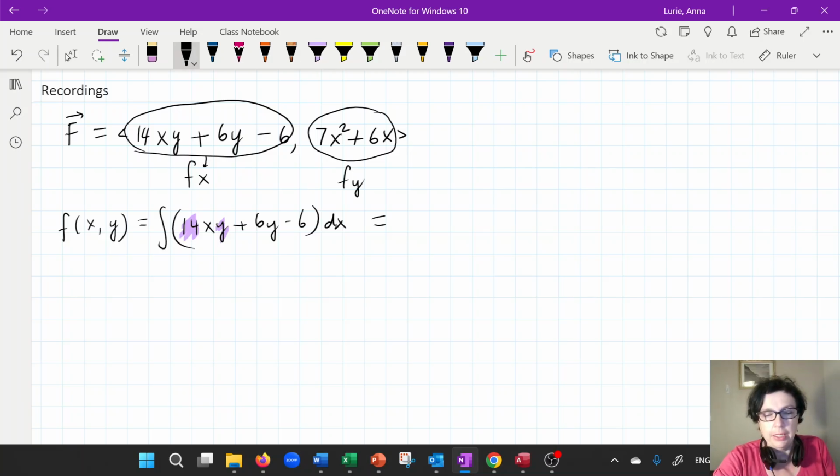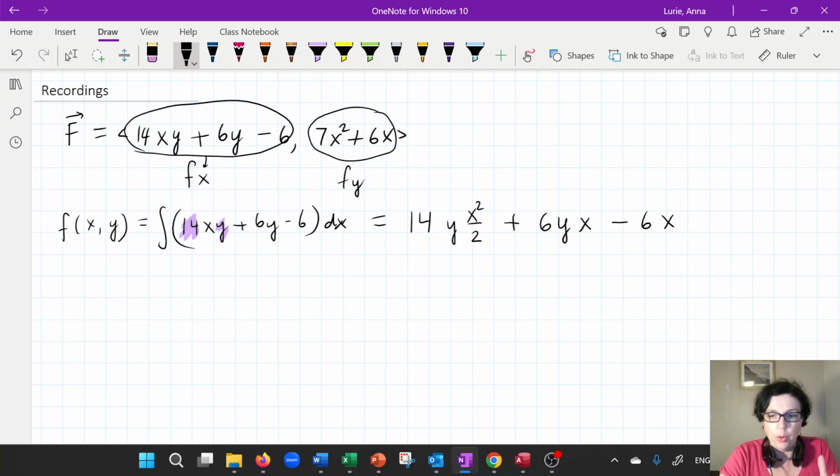Now, I highlighted 14 and y because both of them are numbers if you take an integral with respect to x. We keep 14y, and then x becomes x squared over 2 when you integrate. Okay, plus 6y. We take again the integral with respect to x, but think of 6 and y as just numbers, so this will just be 6yx. And then finally minus 6x, because 6 is just a number by itself.